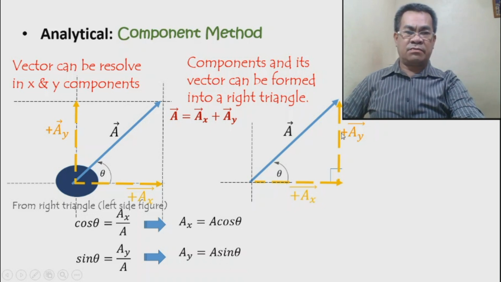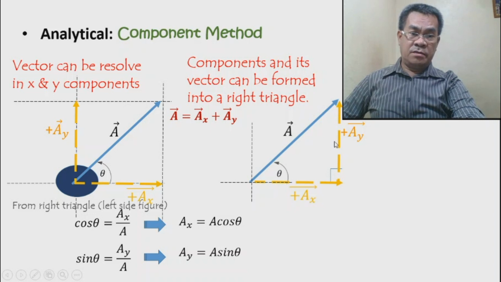Now remember, these vector components are vectors. So therefore, there's magnitude and we have the direction. In this case, the magnitude is A cosine theta for AX, A sine theta for AY. And the direction is towards the positive x. So therefore, this should be positive. And this is upward. So therefore, this must be positive.